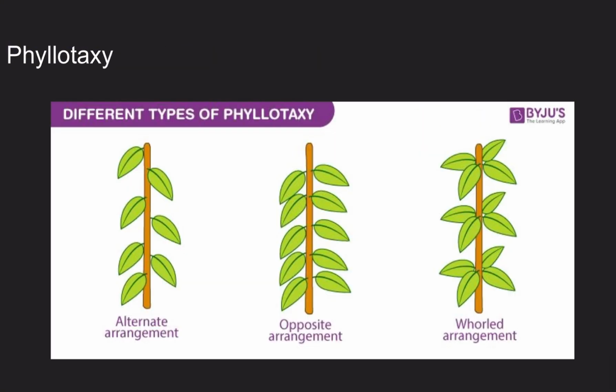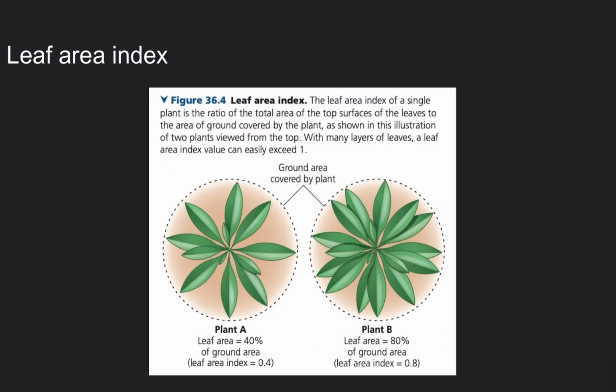Now, the different types of phyllotaxy are alternate arrangements, opposite arrangements, and whorled arrangements. Most angiosperms have an alternate phyllotaxy with 137.5 degree rotations between each leaf. And now the leaf area index is basically a ratio of the total area of the top surfaces of the leaves to the area of ground covered by the plant, which basically demonstrates how much area the leaf is able to cover.